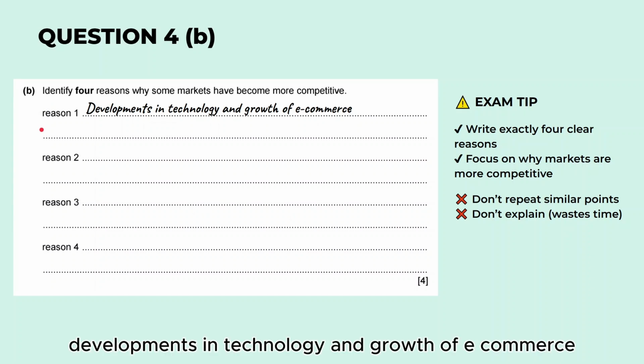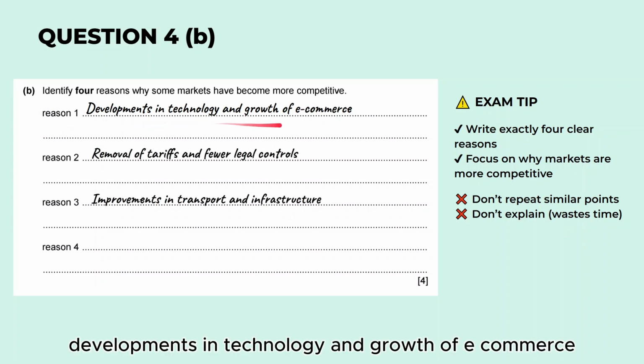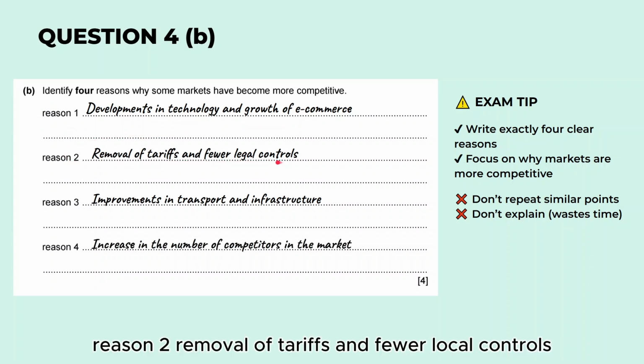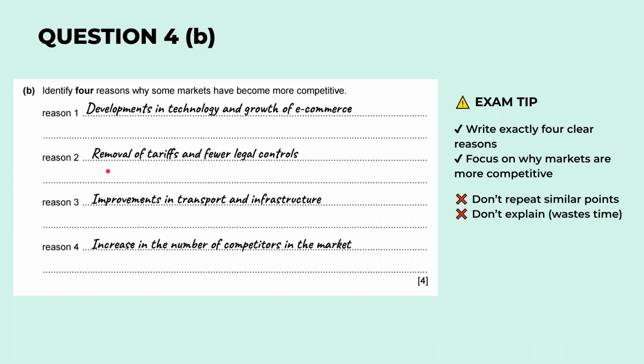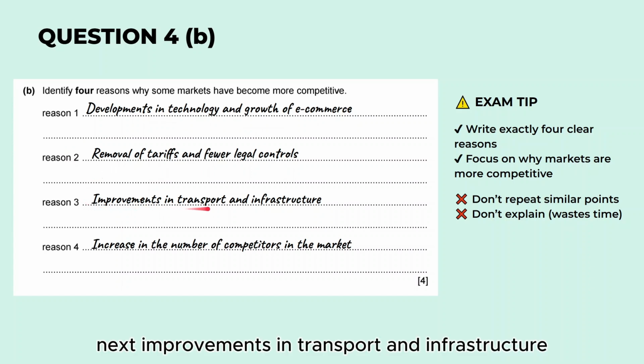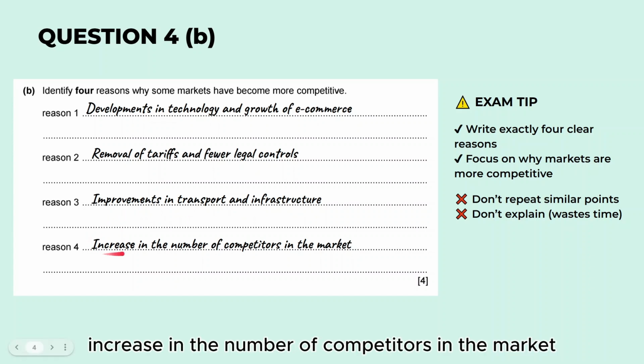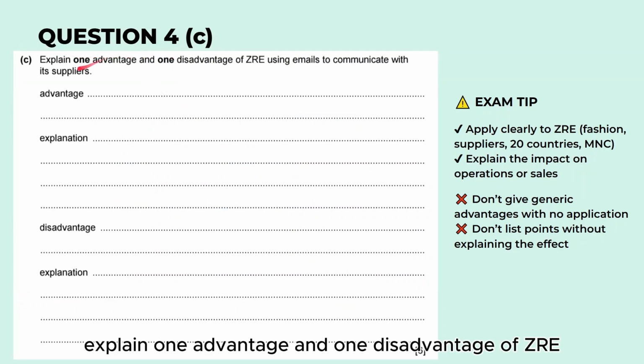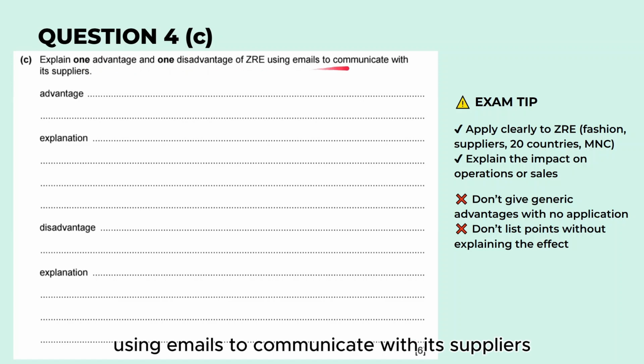Reason 1. Developments in technology and growth of e-commerce. Reason 2. Removal of tariffs and fewer legal controls. Next, improvements in transport and infrastructure. And reason 4. Increase in the number of competitors in the market. Question 4c. Explain 1 advantage and 1 disadvantage of ZRE using emails to communicate with its suppliers.